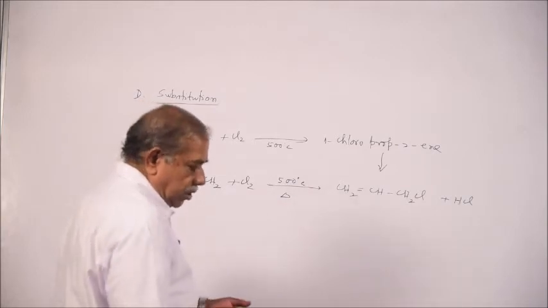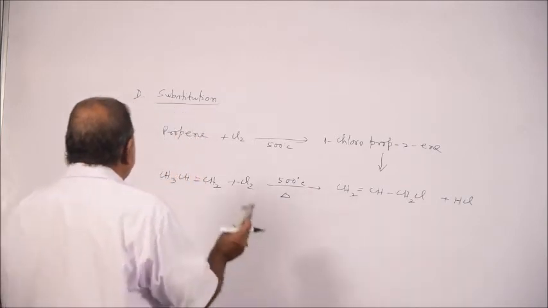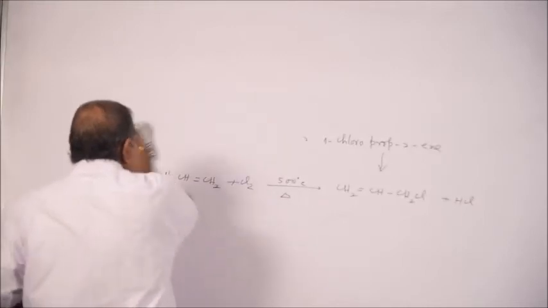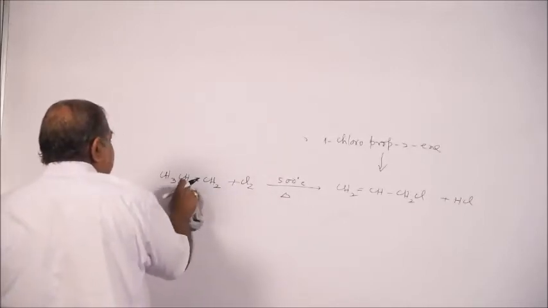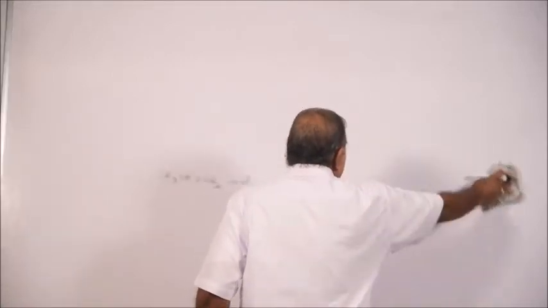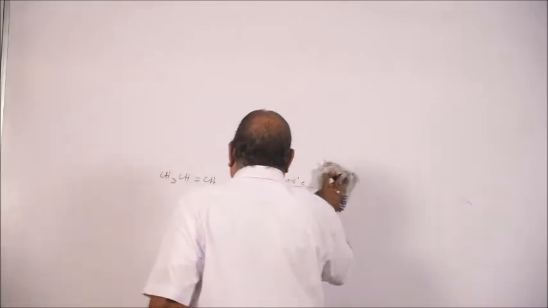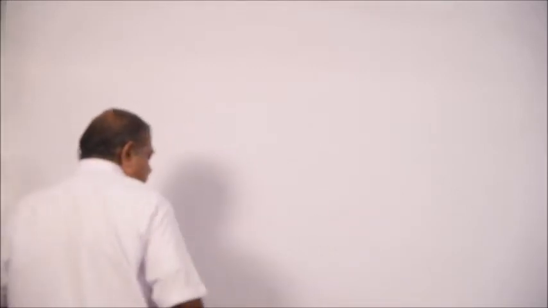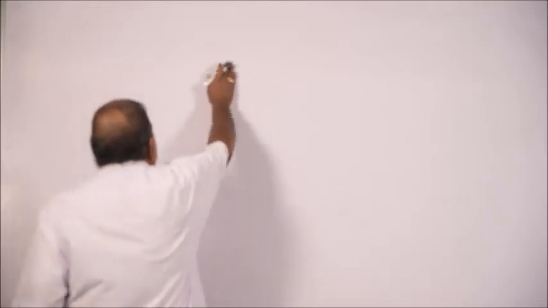So substitution reaction is not the characteristic of alkene, but this is an exception when propene reacts at very high temperature. At low temperature it will undergo addition reaction to give 1,2-dichloropropane. At high temperature, one of its hydrogen atoms will be replaced by chlorine. This is all about alkenes.